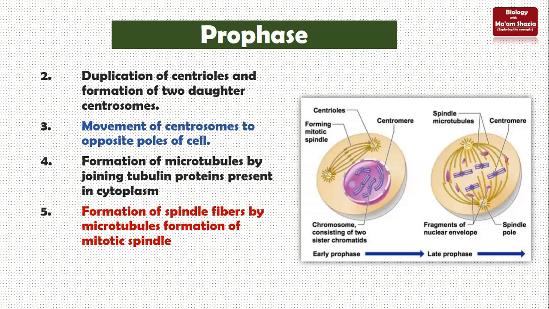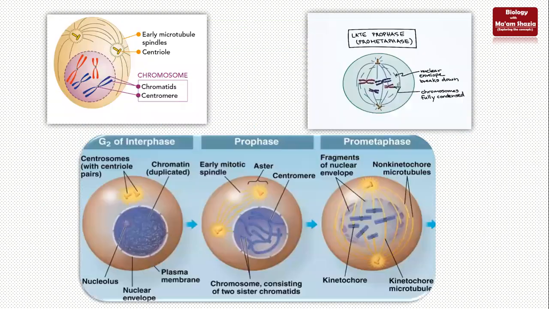One centriole will go to one corner, the other centriole will move towards the opposite pole, and then spindle fiber will arrange between the two centrioles. It is very important to note. This is the spindle fiber which is going to tell the microtubules to arrange in the specific order. So formation of spindle fibers by microtubules, formation of mitotic spindle, they are also called mitotic spindles, right? Disappearance of, I already have told you about these things.